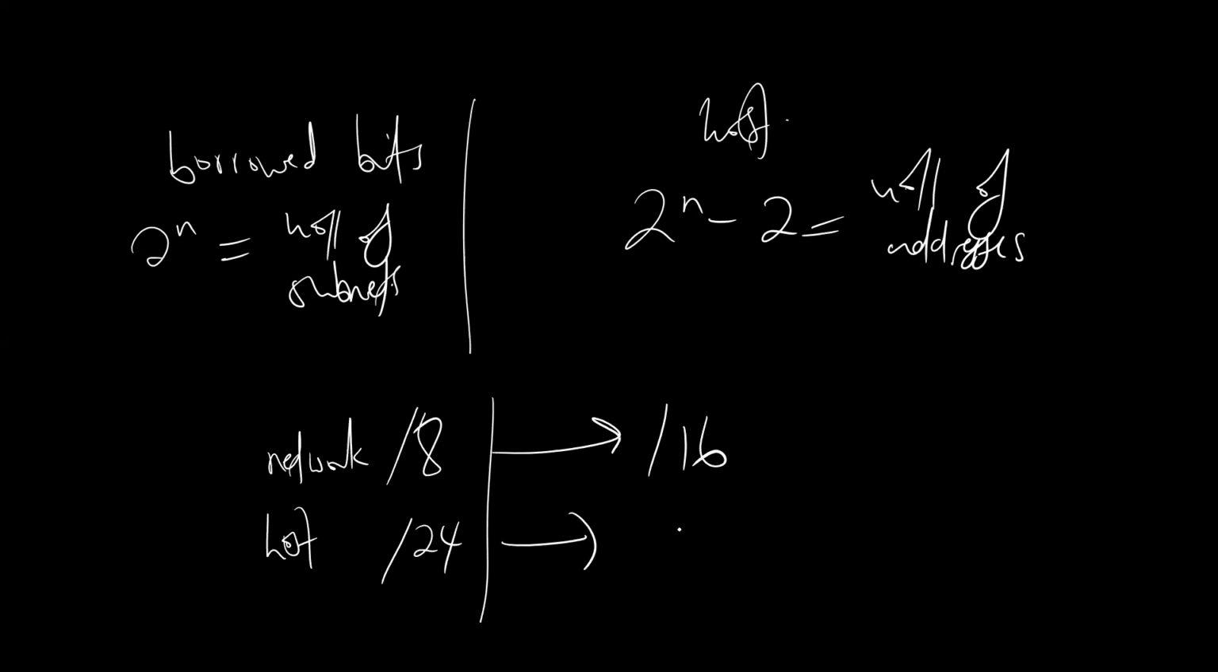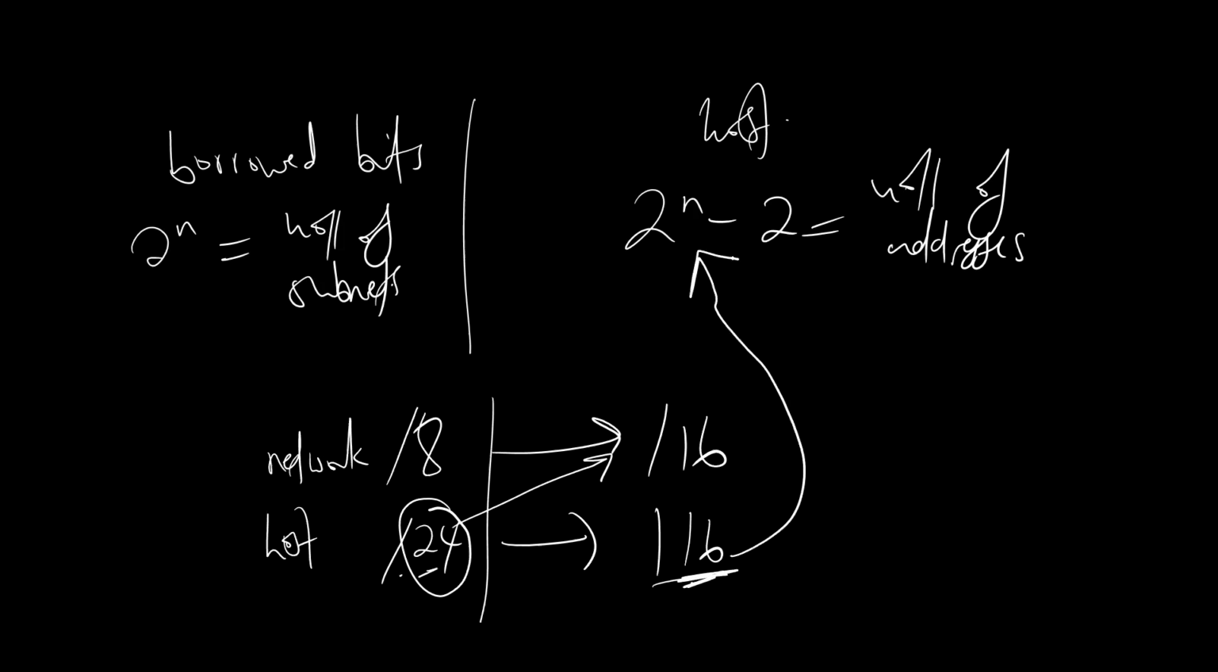After, I had a /16. So if I borrow 8 from this 24, it will mean my network will now go to a /16. If I borrow 8 from 24, it means I'm left with 16 for the host. 2 to the power of 16 minus 2, 65,000 host addresses.